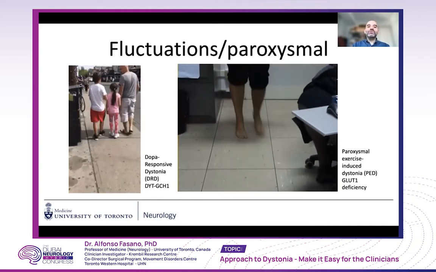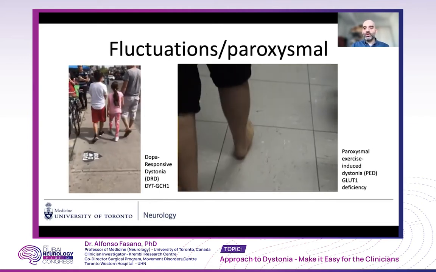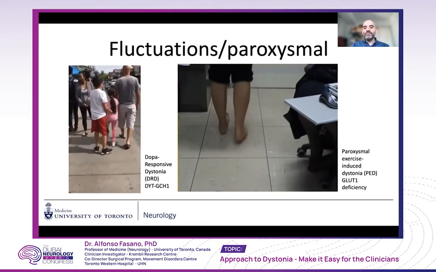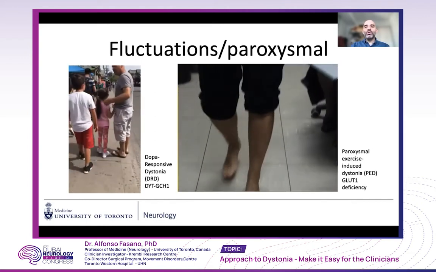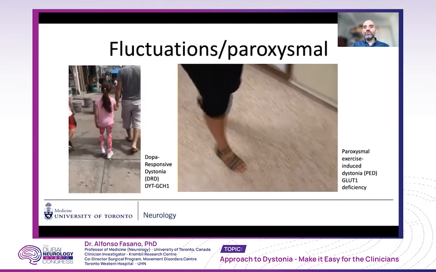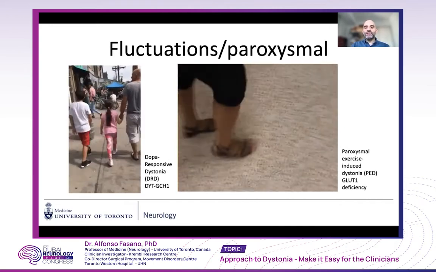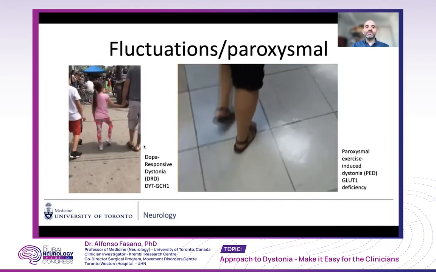On your right, instead, you see a patient that after some exercise starts to have a lower limb dystonia. And this is caused by a mutation of the gene encoding for GLUT1, which is the glucose transporter. You see that with more activity, the patient has more dystonia. And in GLUT1 deficiency syndrome, you might have what you see here, which is called paroxysmal exercise-induced dystonia.